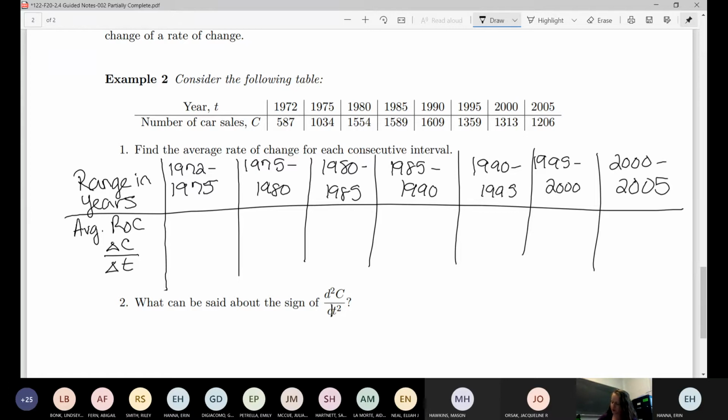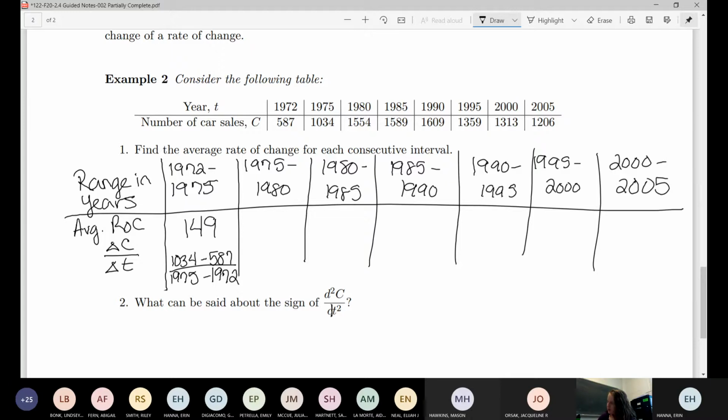So the first one I want to find is the average rate of change between 1972 and 1975. That would be 1034 minus 587 all over 1975 minus 1972. That would give us a result of 149.